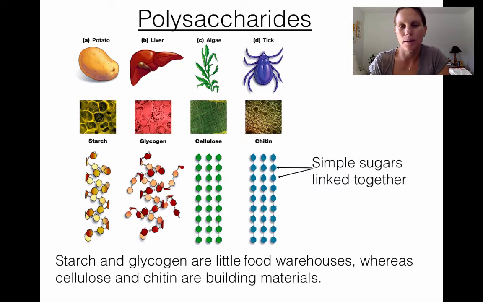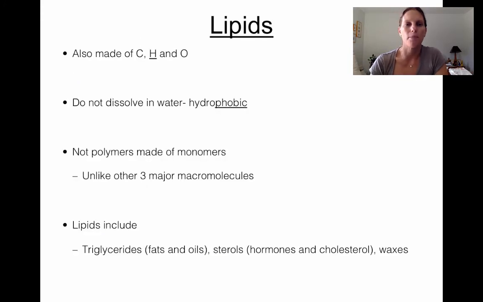Well, probably, or at least way up there. And again, chitin is just how the tick stores up its energy, repeating units of sugar, right? So starch and glycogen are like our food warehouses, whereas the cellulose and the chitin are more structural in the plants and also in the tick. But again, it's all simple sugars linked together, so it's a carbohydrate, repeating units of sugars.